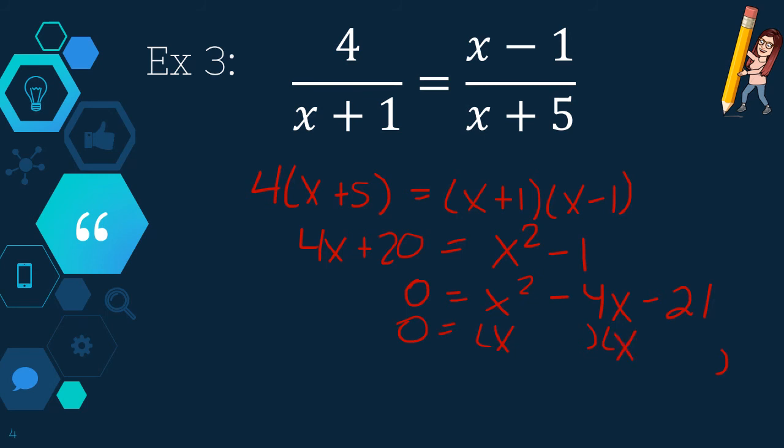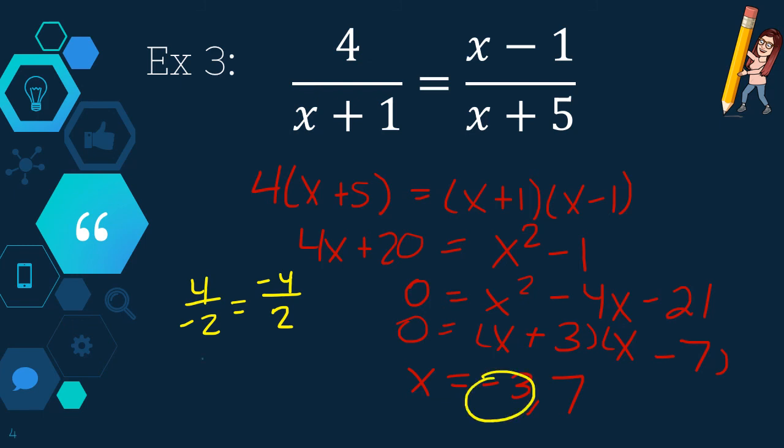So if I can factor 21, let's see, what have we got? 7 and 3, sounds promising. Minus positive, which means my solutions would be negative 3 and 7. So let's check those out and see if they work. So I'm going to start off with negative 3, which would get me negative 2 over negative 4, and negative 3 over 2. So that one works, good to go. Let's take a look at 7. I'd have 4 over 8, and I'd have 6 over 12. So again, 2 solutions.